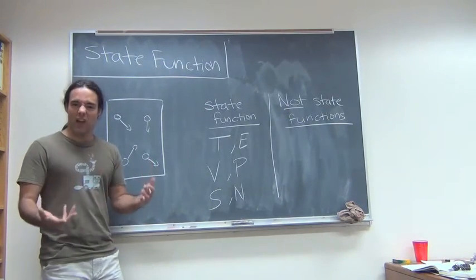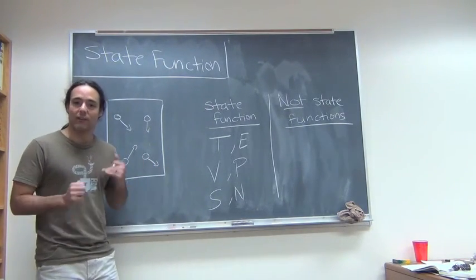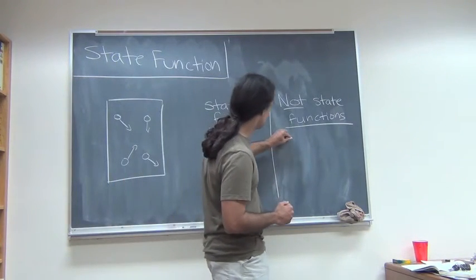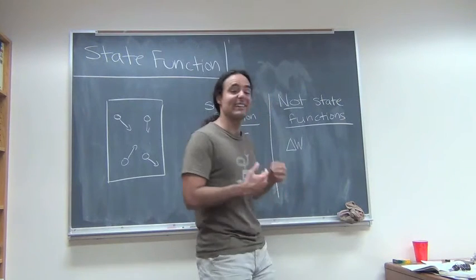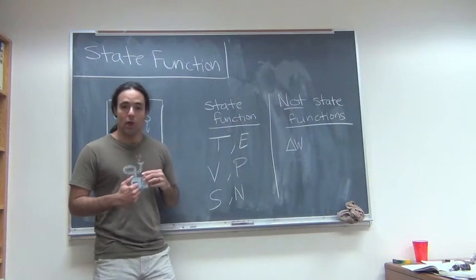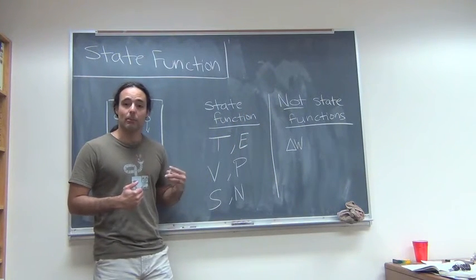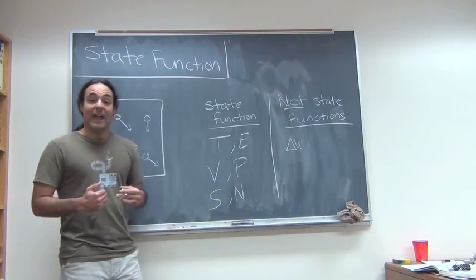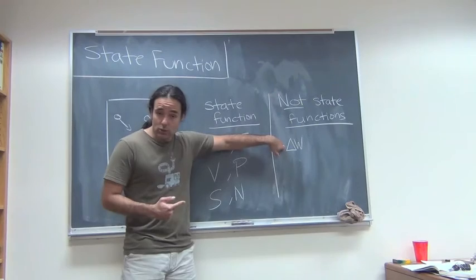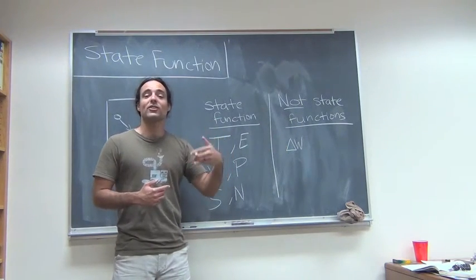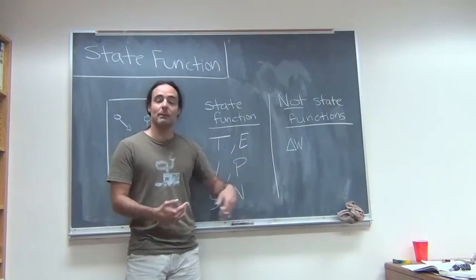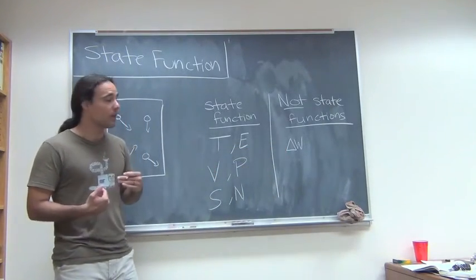What are some things that are not state functions? It looks like I'm listing everything here. Well, something that's not a state function, say I look at the work that I did on the gas. Work doesn't tell me anything about how much energy the gas has, or what temperature it's currently at. It tells me how much the energy has changed, but it doesn't tell me what state it's actually in. It doesn't tell me how much energy I actually have. It just tells me about some change that happened.